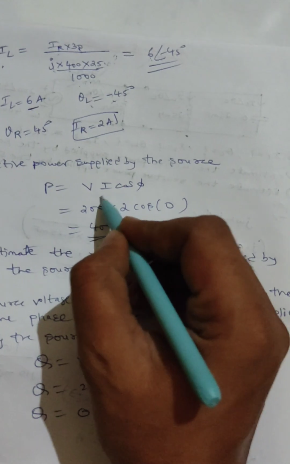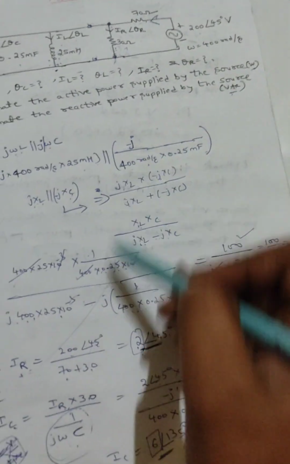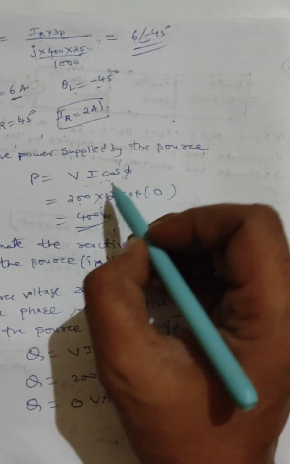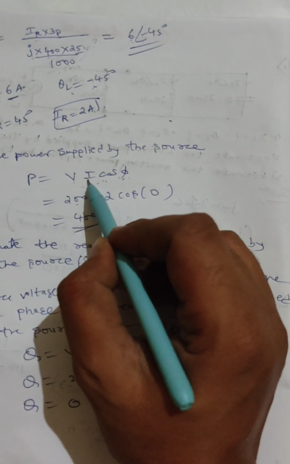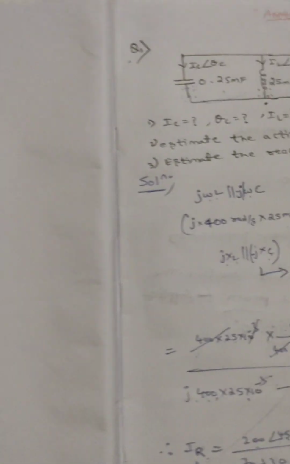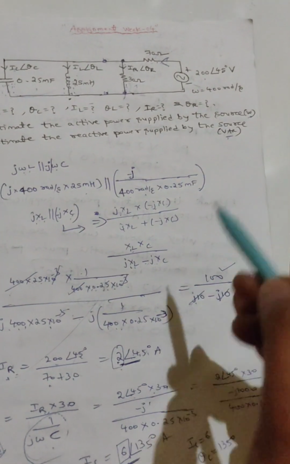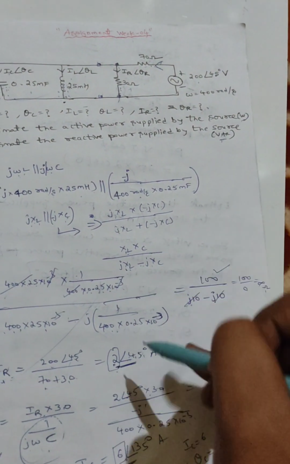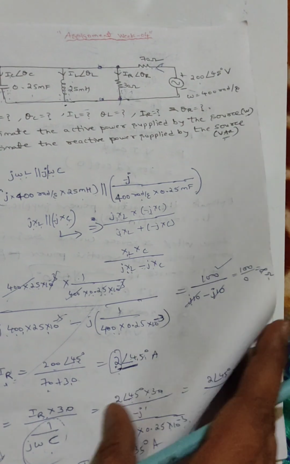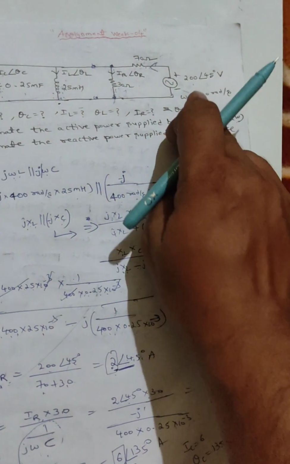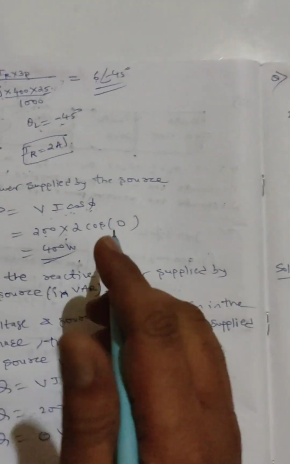What is the active power formula? VI cos phi. What is the RMS voltage? 200. What is the RMS value of current? 2 ampere, into cos phi. Phi indicates the angle between supply voltage and current. What is the voltage angle here? 45 degree. What is the supply current angle? 45 degree. So the phase difference between these two, 45 and 45, is none. Both are the same, so the phase angle is 0.